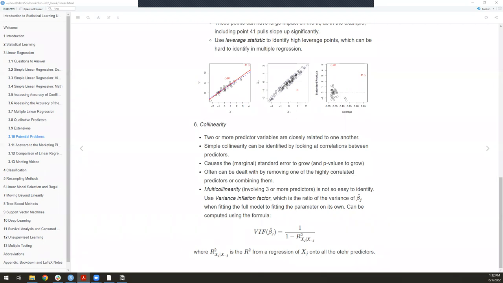The way to find these things, they say in the book, is by looking at the correlations between the different predictors. And you're like, oh great, that solves it. But no, wait, there's more.